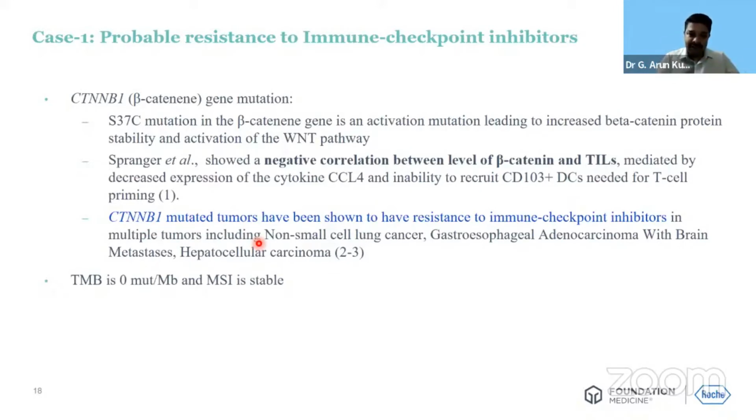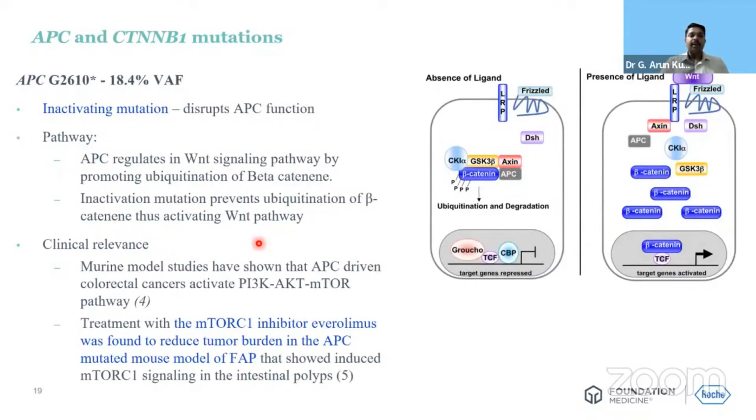Now, moving to the next, the APC gene mutation, it was a G2610 star, meaning that at the 2610th amino acid, a G has got deleted. So the protein stops at this position. So this is an inactivation mutation, meaning that this mutation does not activate the protein. This mutation actually abolishes the expression or the function of the protein.